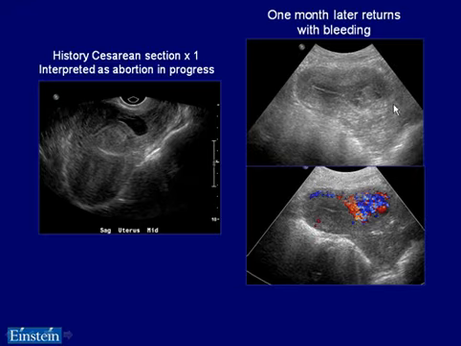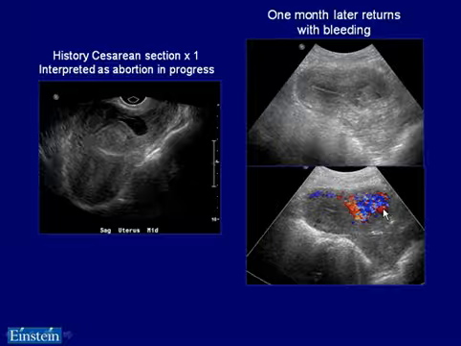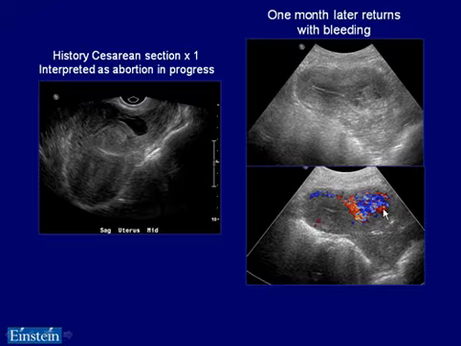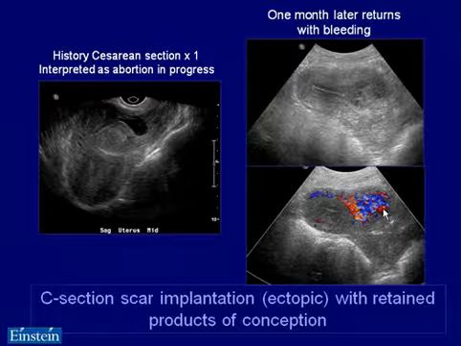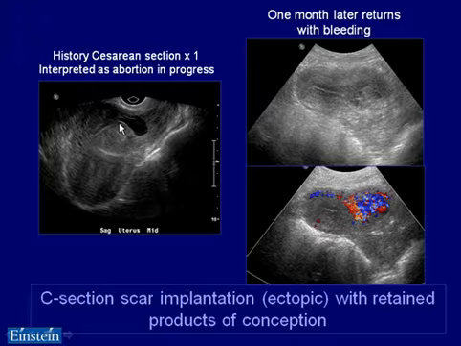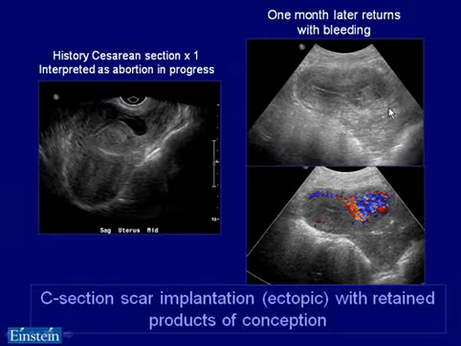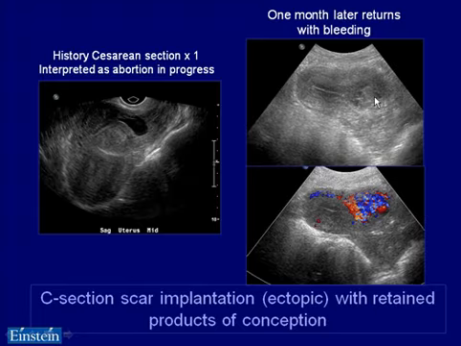These are the images we obtained transabdominally at this point. The sac was gone, but there was some echogenic material at the same location. And when we turned on the color Doppler, it was exuberantly vascular, and it had low resistance flow, typical of trophoblast. So what this patient actually had was a pregnancy that had implanted at the cesarean section scar site, an ectopic pregnancy. She had actually passed it, but had retained products of conception at the site of the cesarean section scar.